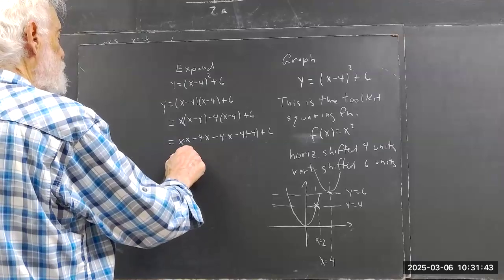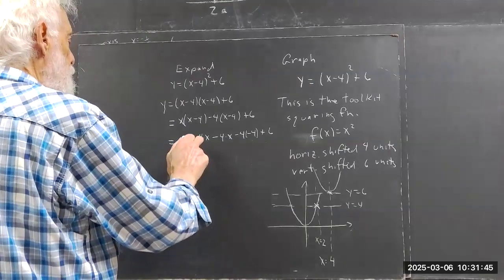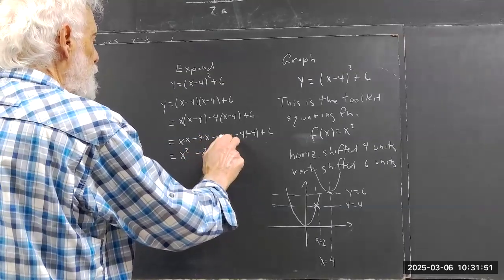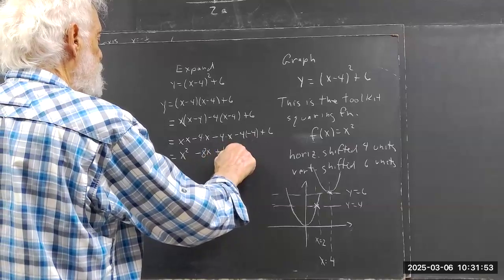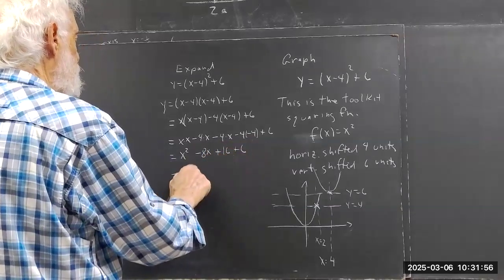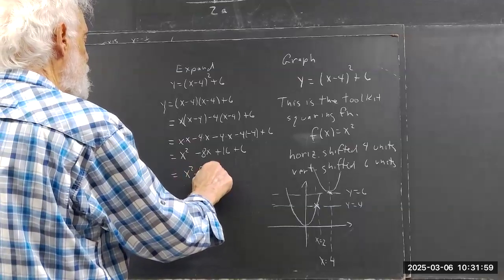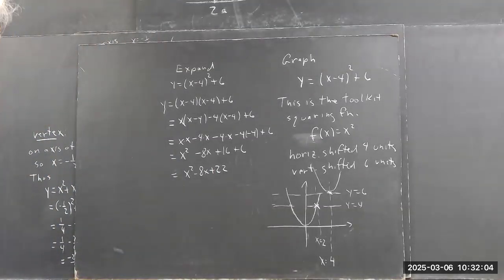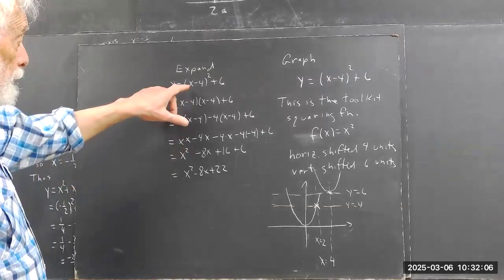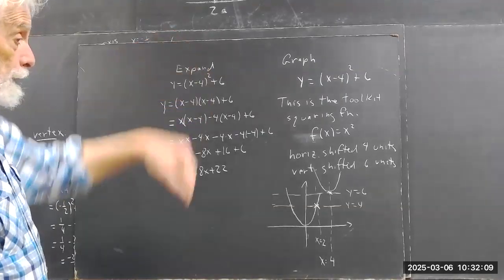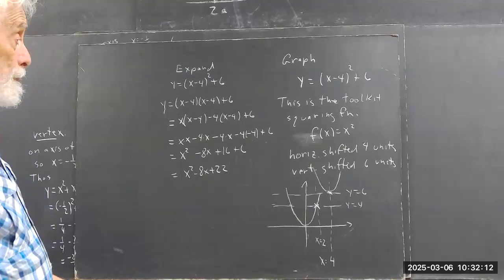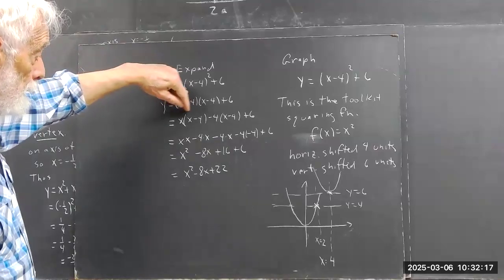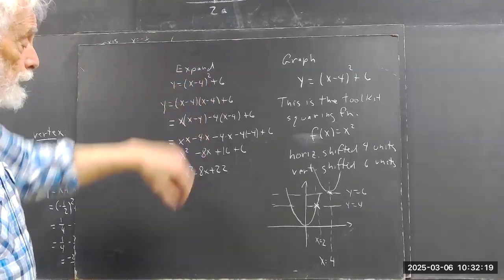This comes out then, x squared. We have minus 4x and minus 4x gives us minus 8x. Minus 4 times minus 4 gives us plus 16. And finally, this equals x squared minus 8x plus 22. Okay? So please don't make the mistake of thinking that x minus 4 squared is x squared minus 4 squared. Distributive law has to be true. And we're going to have to use a distributive law to multiply that.